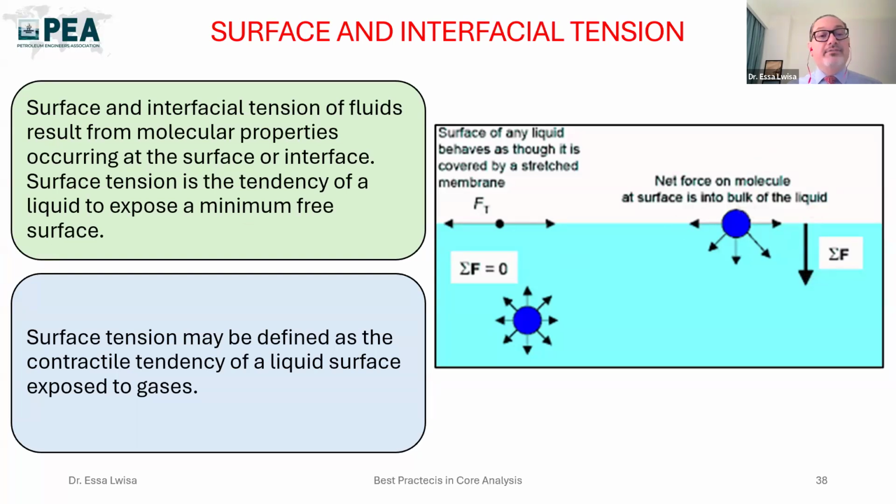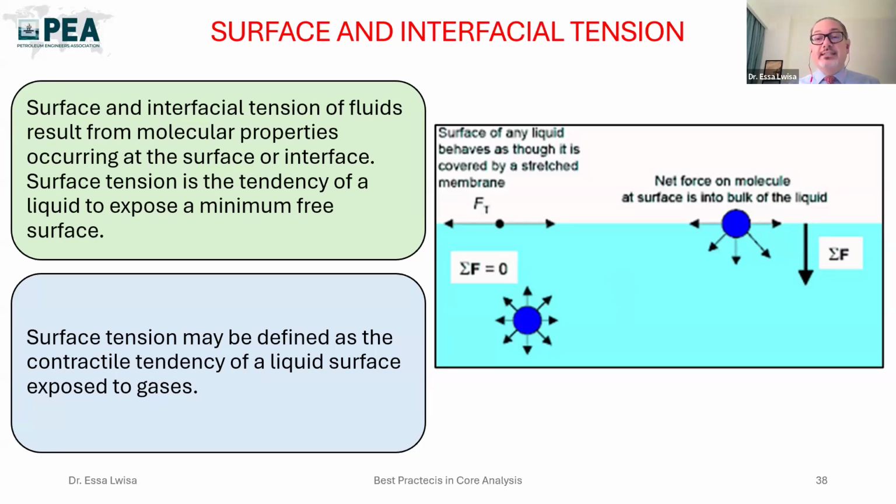Surface tension may be defined as the contractile tendency of a liquid surface exposed to gases. And surface tension is responsible for water evaporation or liquid evaporation. For example, if you drop a few drops of water on the table, after 1 hour, those drops will have vanished. Why? Because they evaporate. Why? Because of the surface tension.